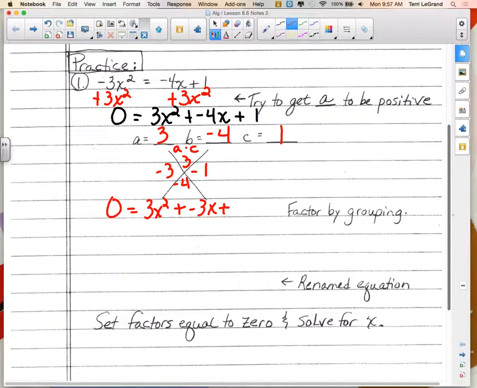Negative 1x. Now, notice that I'm using addition because when we're doing factoring by grouping, if you leave it as subtraction and you just stick some parentheses in it, you're going to mess it up. So just use addition. Add the opposite if you need to. And then plus 1, right? Okay. Go ahead. Factor that by grouping. Let's see how well you remember factoring by grouping. You have your notes up to help you from lesson 7.2.